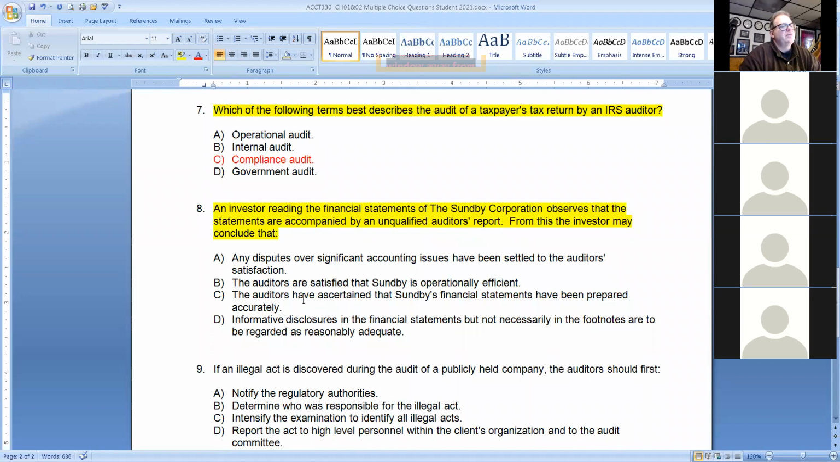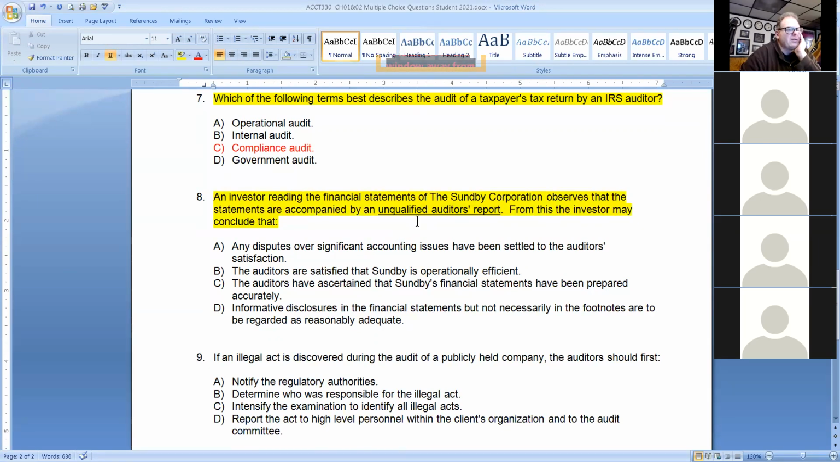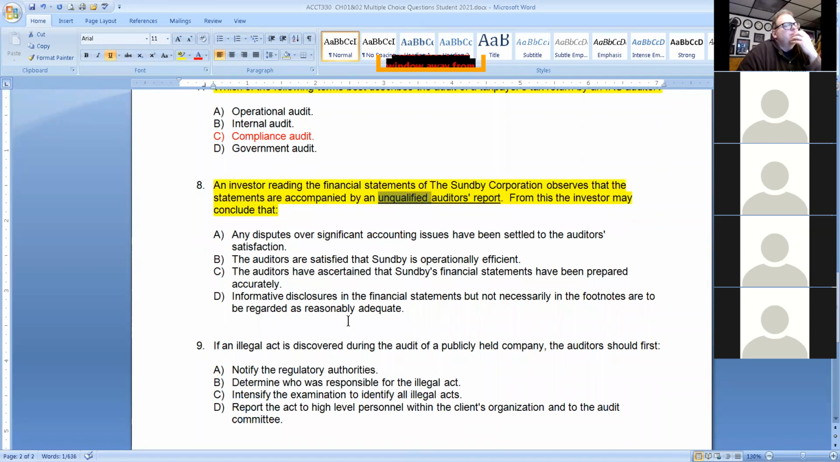An investor reading the financial statements of the Sunbee Corporation observes that the statements are accompanied by an unqualified auditor's report. This is old terminology. From this, the investor may conclude the unqualified report is a clean report. It's funny terminology, but unqualified means that we're not saying except for this or except for that. Our opinion is that these are free of material misstatement. Then it would be B.